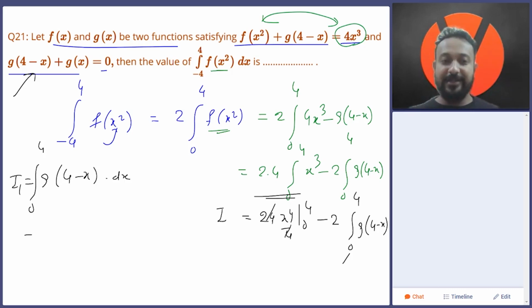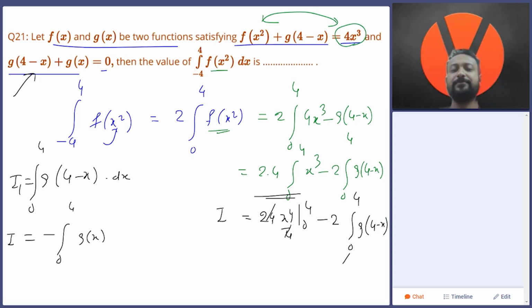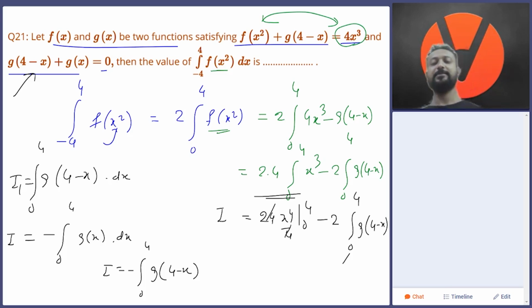So if we want to integrate this, can we write this as 0 to 4? g of 4 minus x can be written as, okay, sir. Maybe g of 4 minus x, we can write this as how much from here? Sir, minus of g of x. G of 4 minus x is minus of g of x, no? Yes, dx. So from here, I1 can be written as minus the integral from 0 to 4. If I apply kings, do I get g of 4 minus x? Okay.